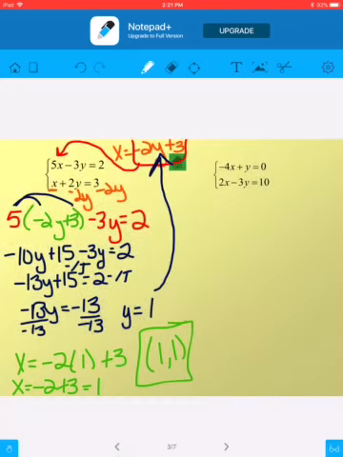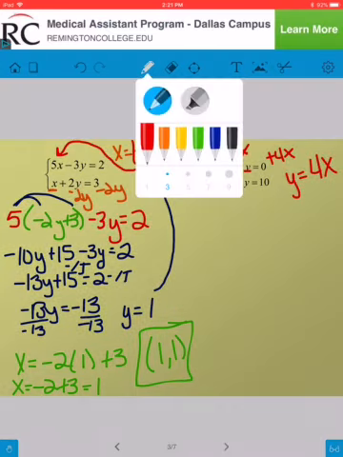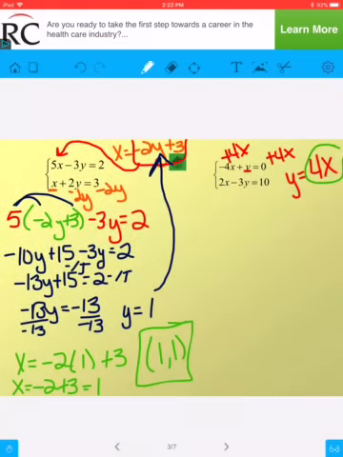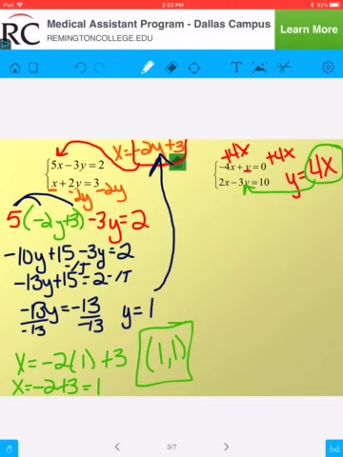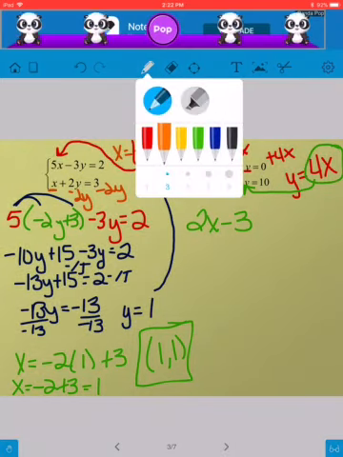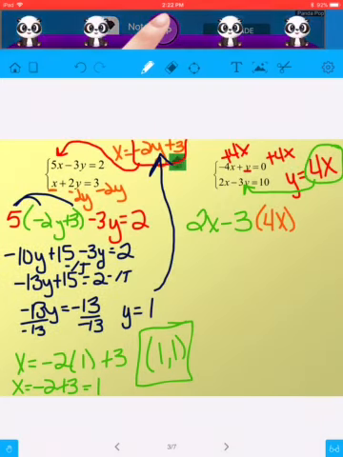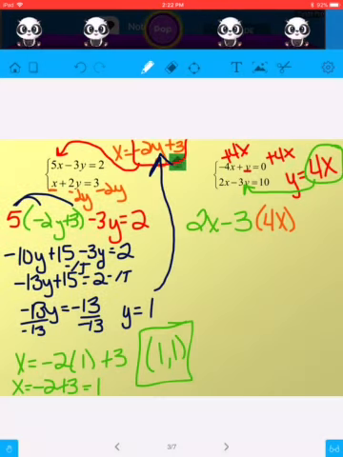My second example, I have negative 4x plus y equals 0 and 2x minus 3y equals 10. So my variable that's going to be the easiest to solve for is going to be y. I can get y alone in the top equation really easy by just adding 4x. So in the top equation I have that y equals, I don't need the 0, so y equals 4x. So now I can take what y equals, which is 4x, and I can plug it into my other equation for y. So I now have 2x minus 3, but instead of y, I'm going to plug in 4x equals 10.